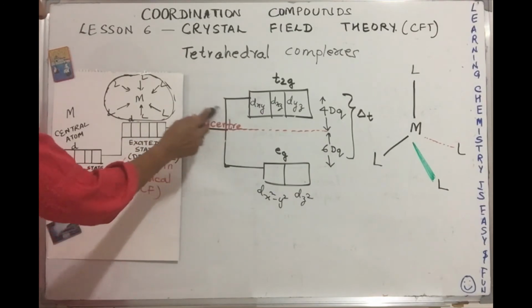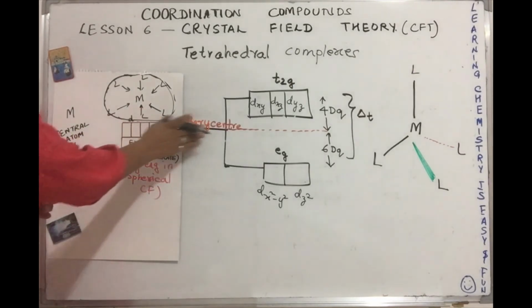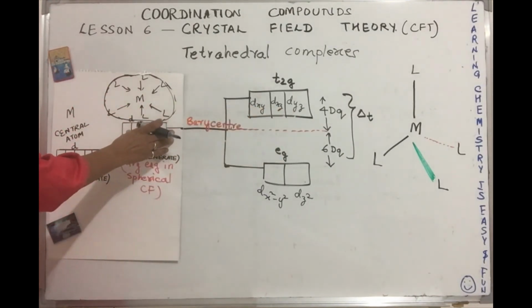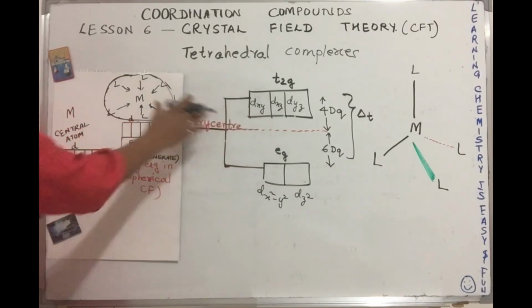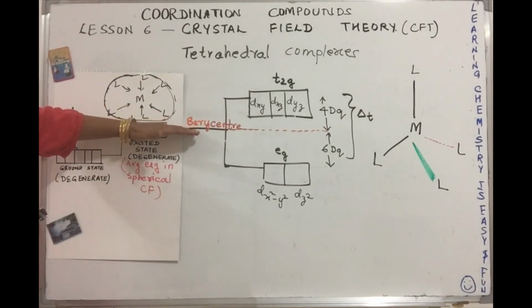I've introduced a new term over here, barycenter. Now this barycenter, it's not that it was not there in the octahedral complex, but there were too many new things. What is this barycenter? It's this hypothetical level of the d orbitals where their energy is assumed to be 0. It's just before the splitting.